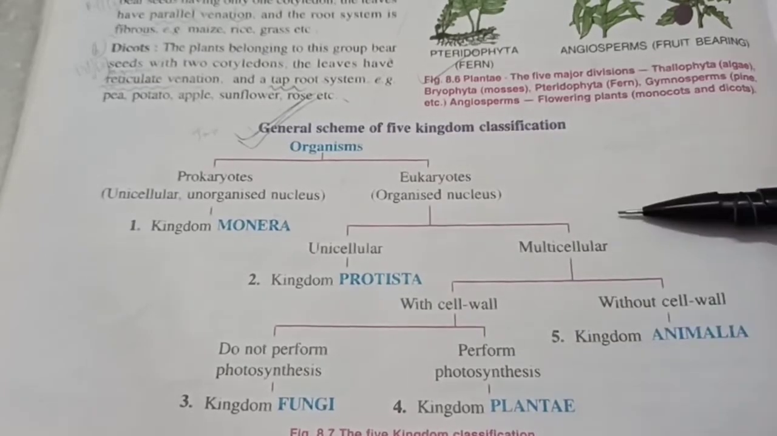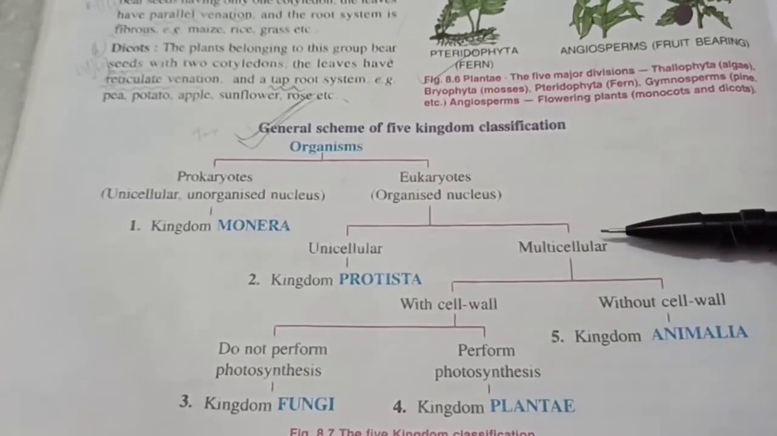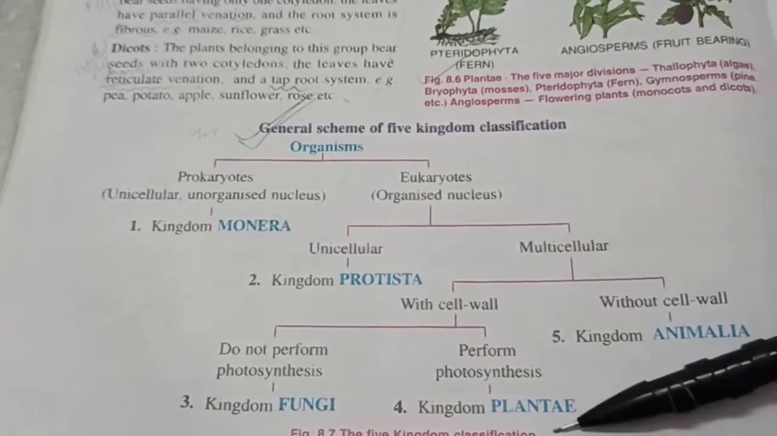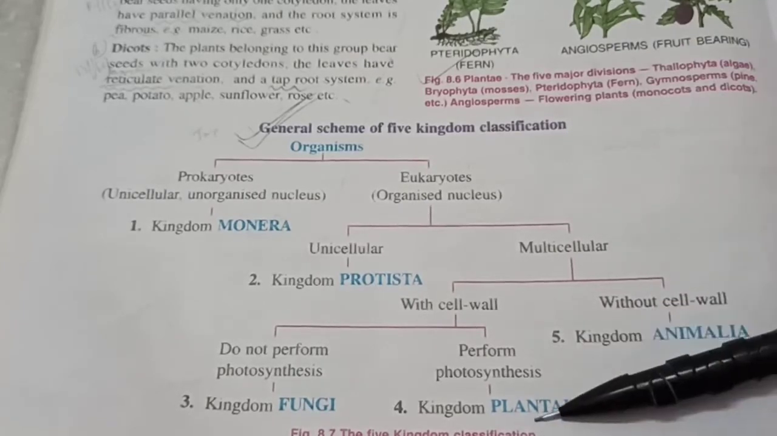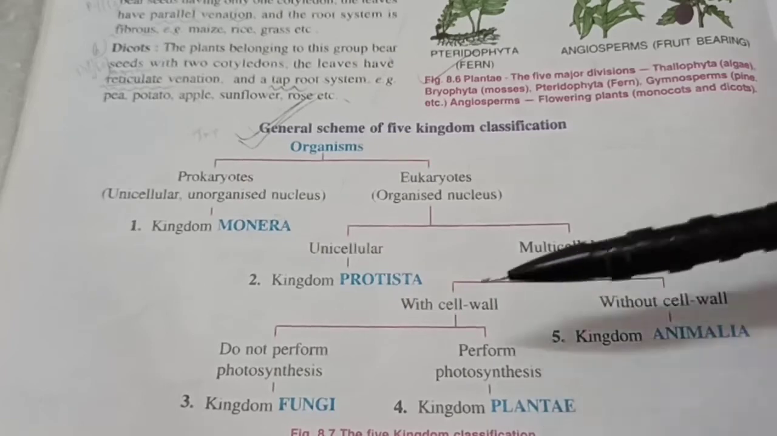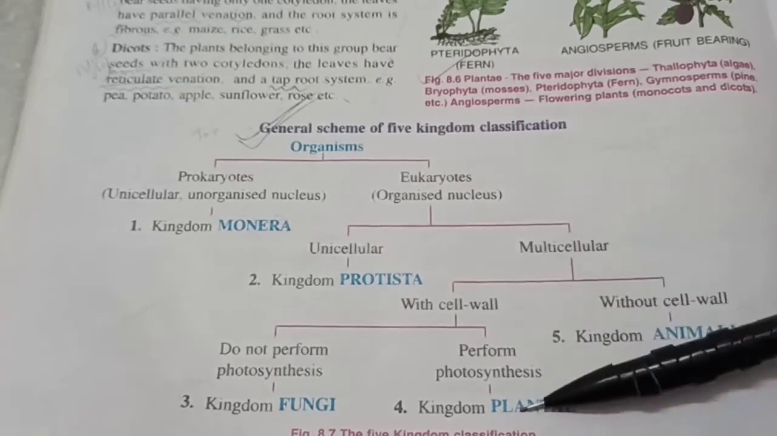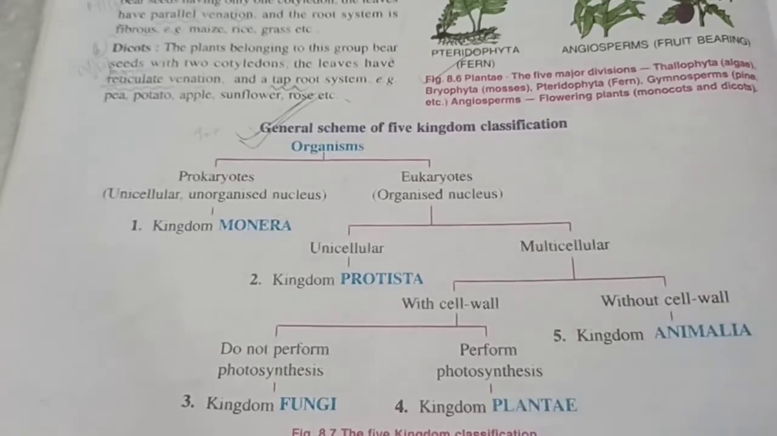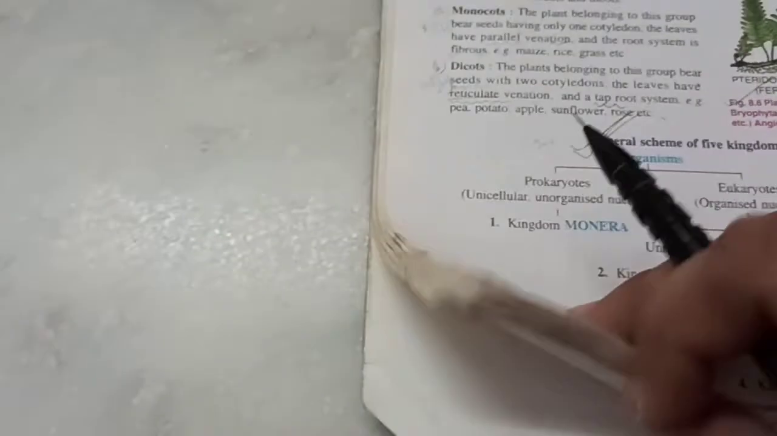This flowchart is so useful. By just looking at it, I can understand so many characteristics of, let's say, plants. I can say all plants do photosynthesis, all plants cells have cell wall, all plants are multicellular, all plants are eukaryotes, that is they have an organized nucleus. Now let's study these kingdoms in detail.